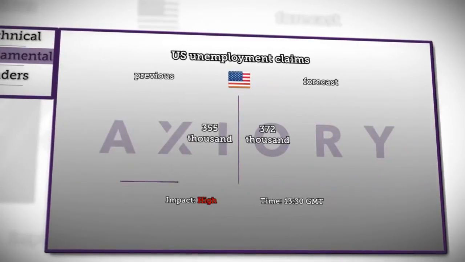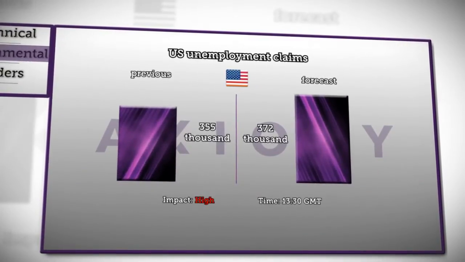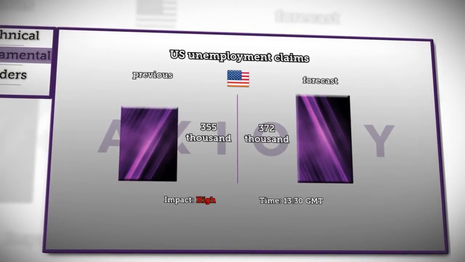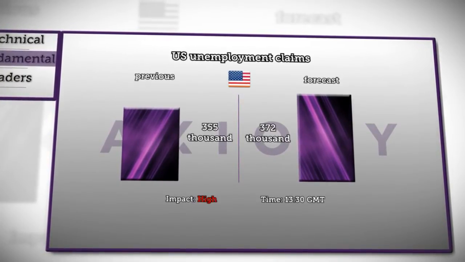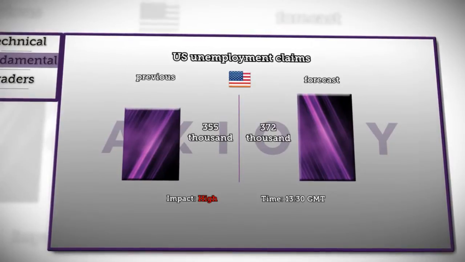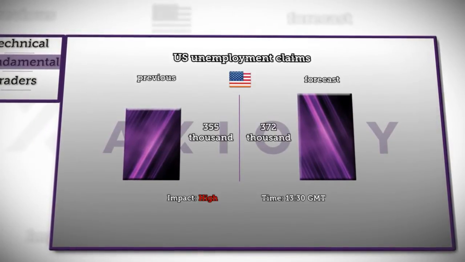At the same time, Department of Labor will report figures about unemployment claims in the US. It is expected to decline from 355,000 to 372,000 people, and a high impact on the dollar.